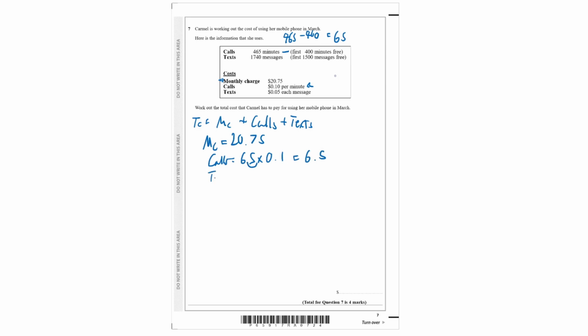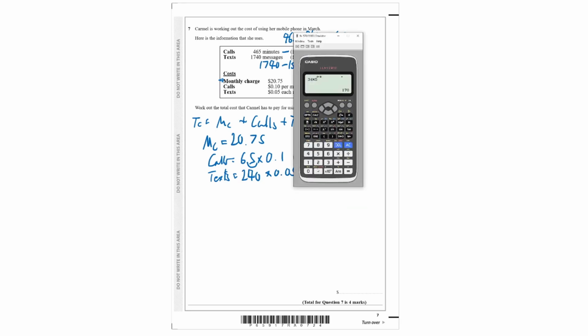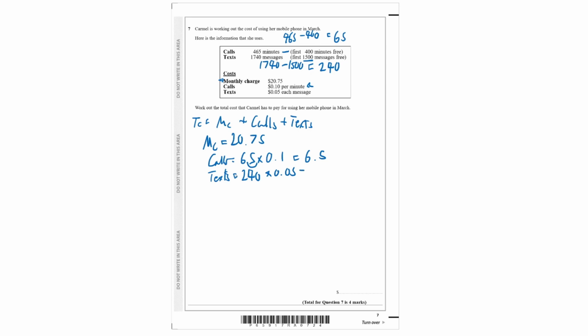For texts, we have $0.05 for each message, but the first 500 messages are free. So we have 740 minus 500. That gives us 240. So that means we have 240 times 0.05. And we can use our calculator here. 240 times 0.05 gives us 12. And now that we have all the values, we can combine them.